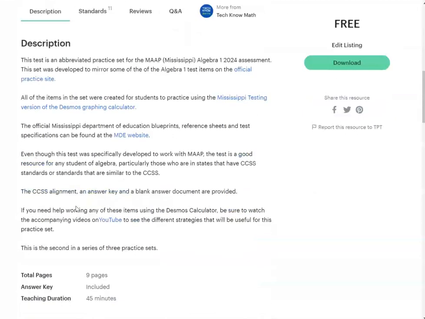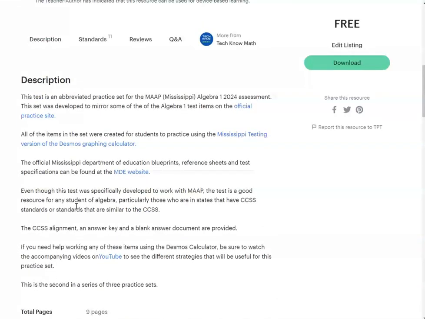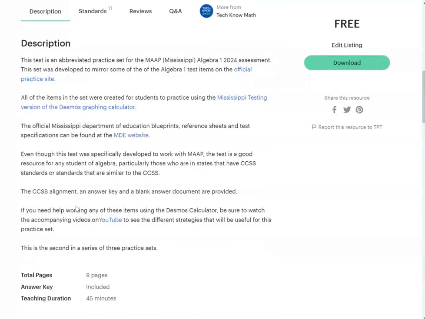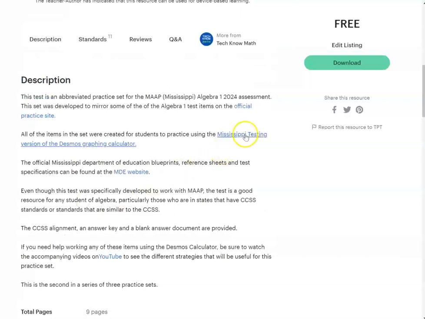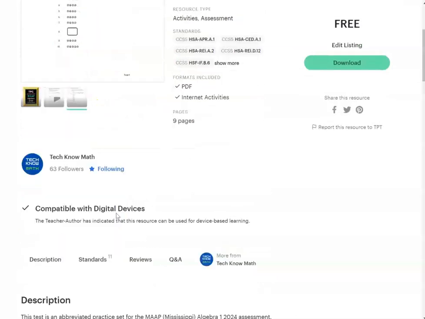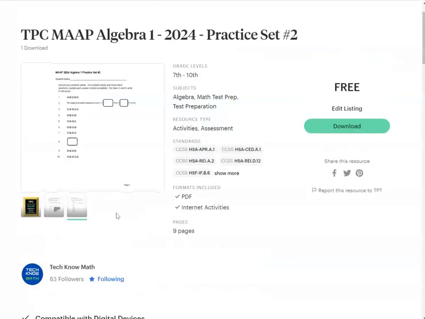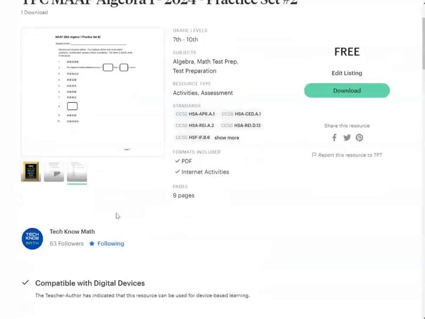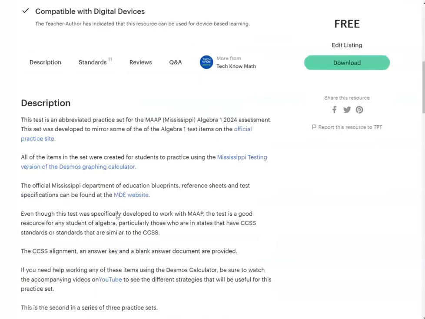The standards are, there's I think 9 or 10 different standards in this set. So you do get to practice a variety of types of items. Do note that we are using the Mississippi version of the Desmos graphing calculator. So when you are doing your practice set, it's important you're giving them that one, because not everything is the same in these calculators. In fact, you'll really note the difference when you get into statistics. They've kind of turned off pretty much all of that.